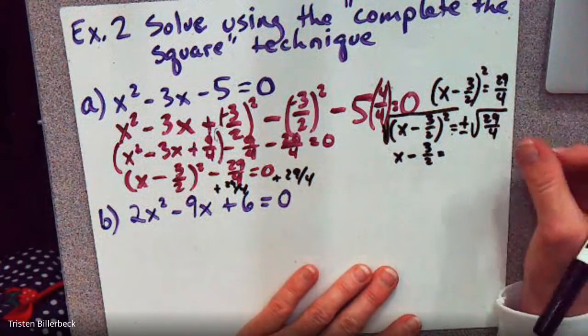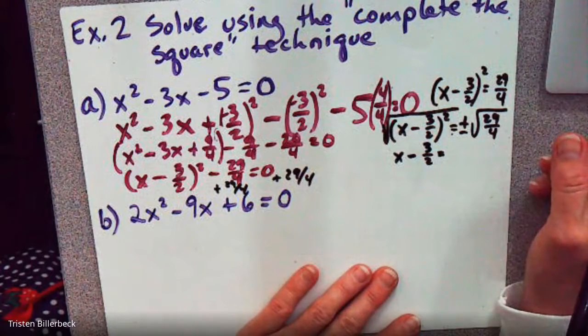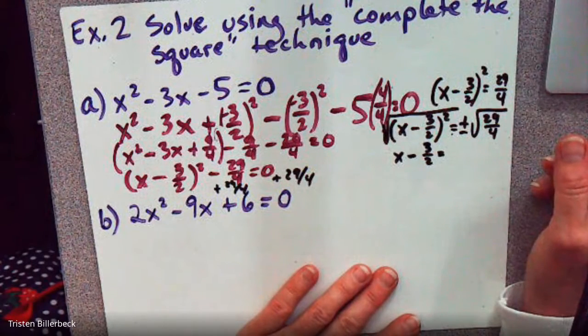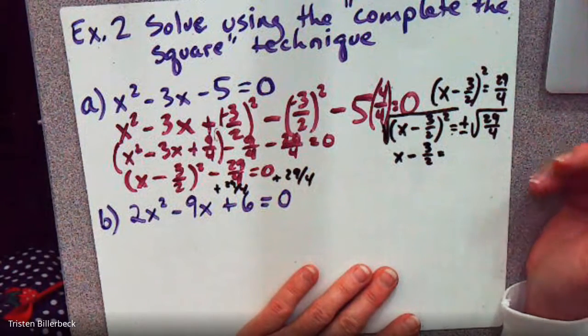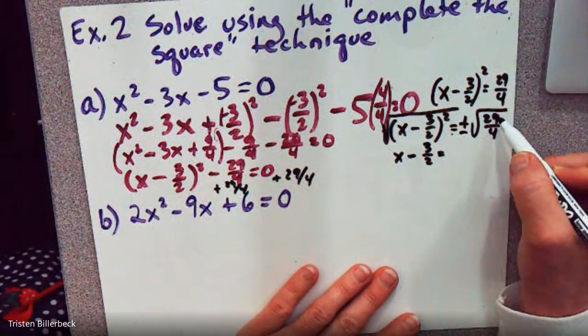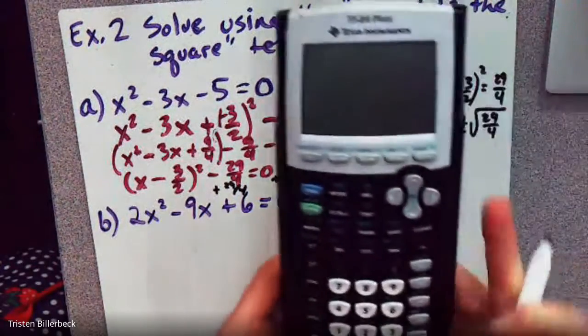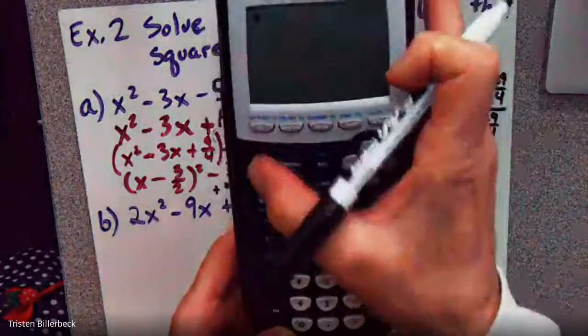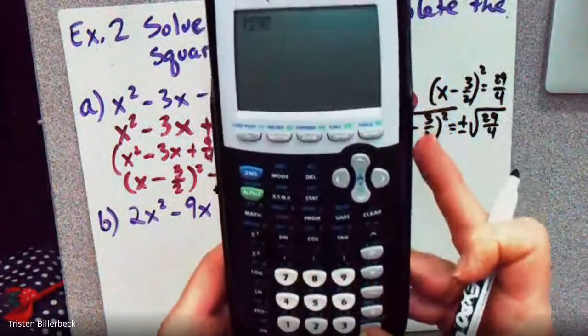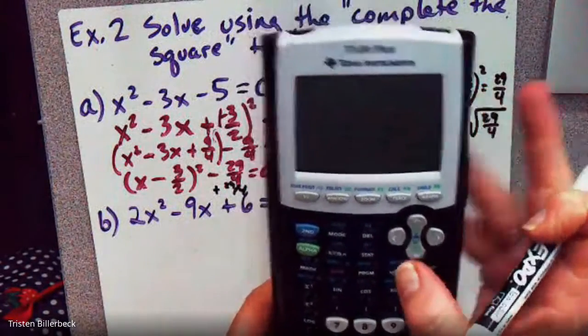So 29 is close to 25, 4 away from that. And to 36, the square root of 36 is 6. Square root of 25 is 5. So this is 7 away from 36, and it's only 4 away from 25. So I'm going to say this is about 5.3. So let's look at what the square root of 29 is. 5.38. Okay, so it's a little off. So let's say 5.4.